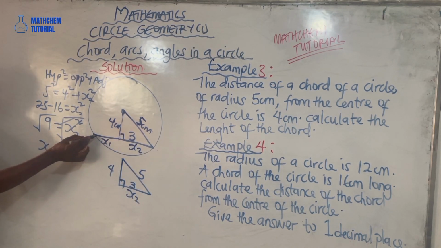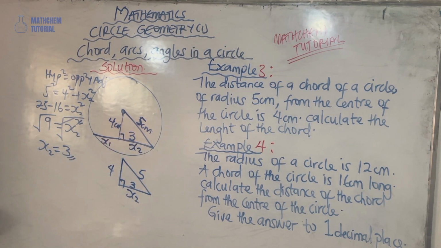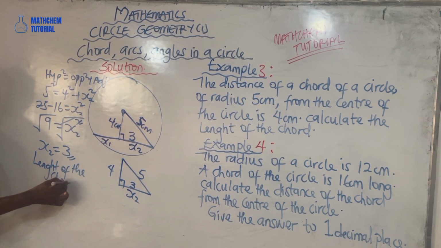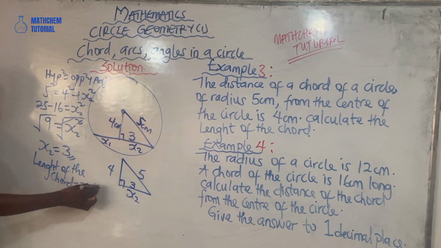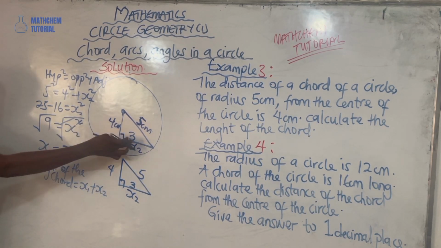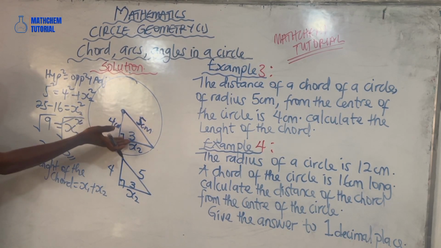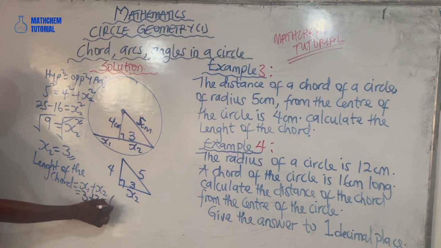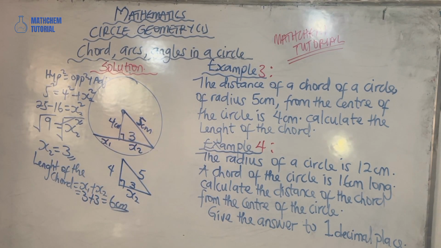So how will I know the length of the chord according to the question? The length of the chord will equal x1 plus x2. Remember that these two lines, this half part and this other half part, they are equal, which is going to be 3 plus 3, and that gives me a total of 6 centimeters. So now let's move to the next example.